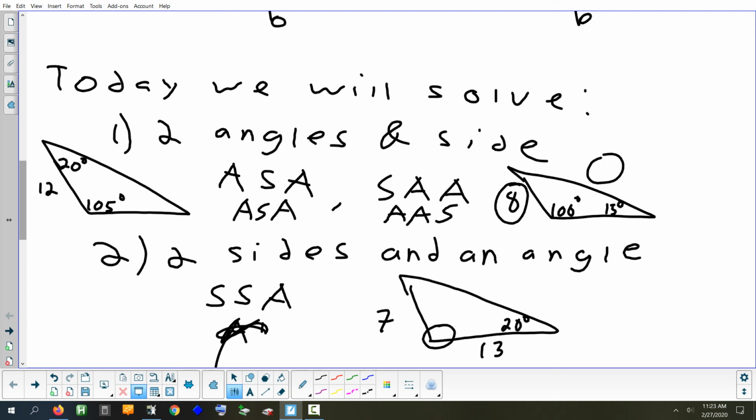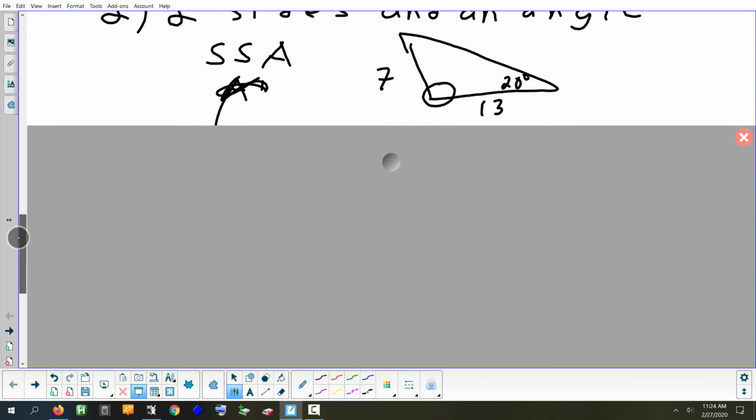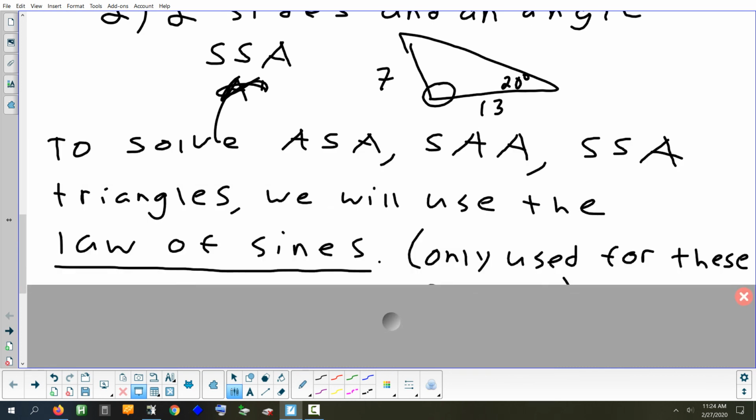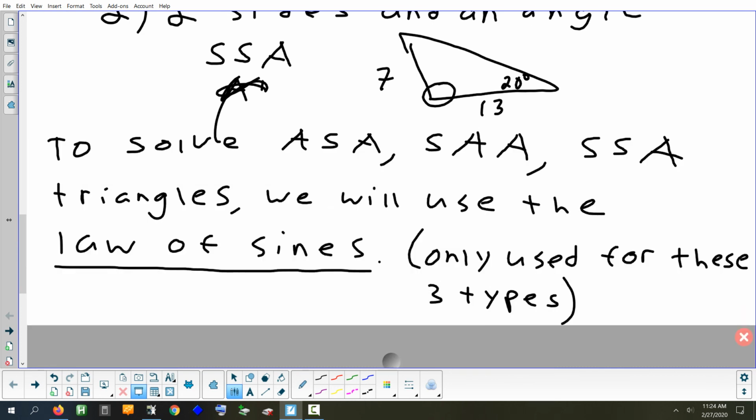All right, but those are the three types of problems we can use this law that I'm about to teach you. That's what I just said. There are two more types. We're not going to learn them until next academic week. SAS and SSS. If you have one of those, you cannot use anything that I'm teaching you today. Won't work. But on the test, I'm going to make sure that everything I give you is one of these three.